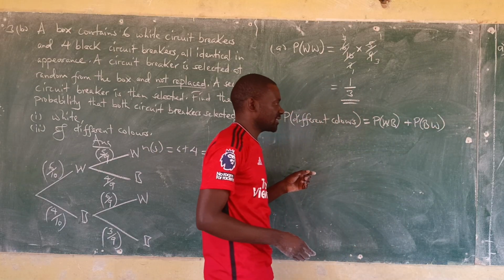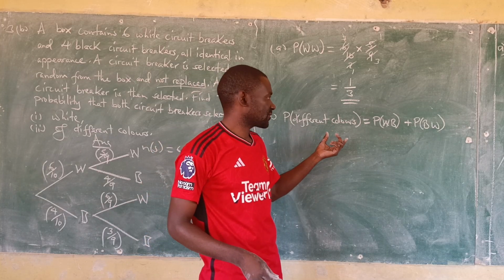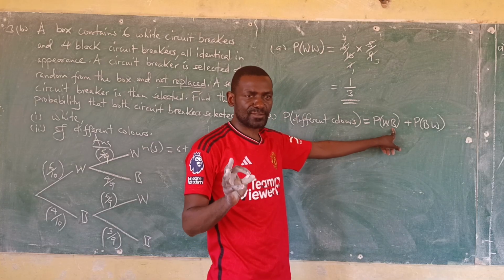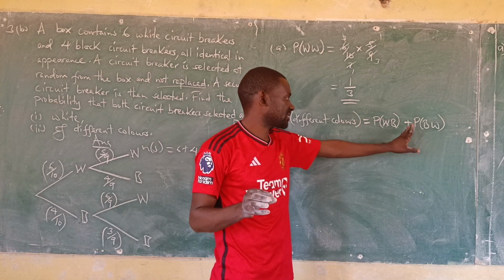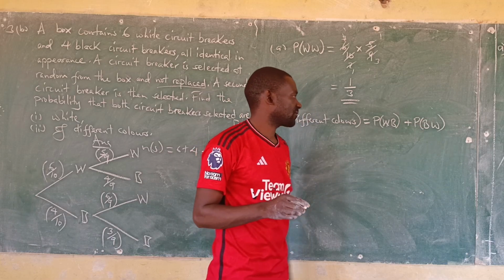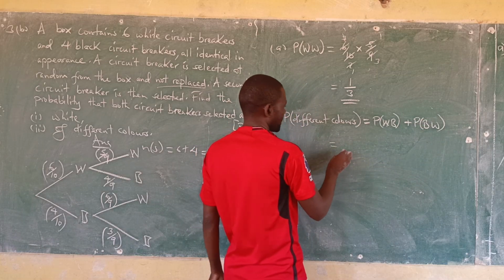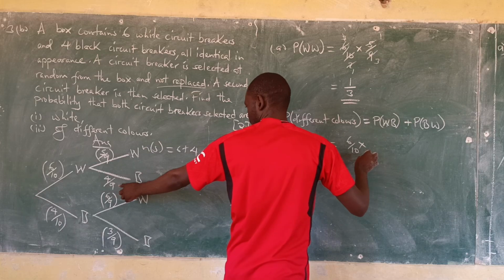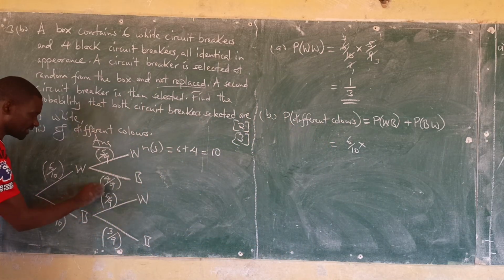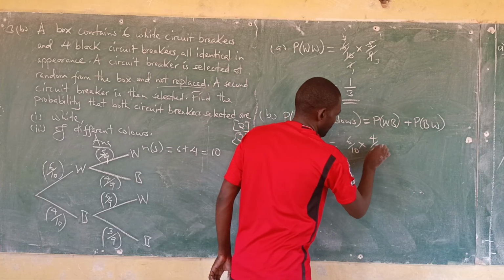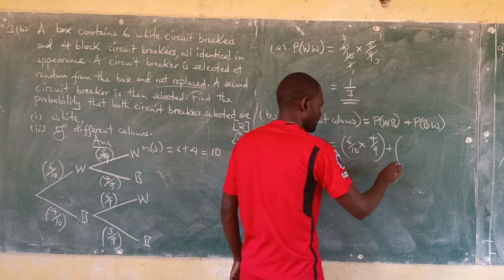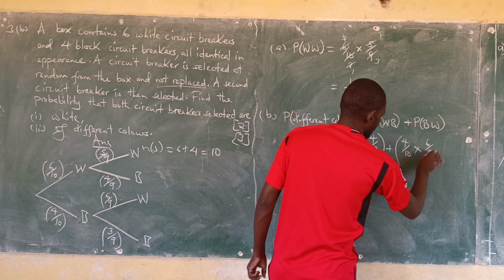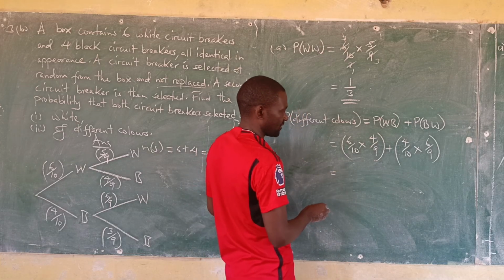Now you can see that these two are mutually exclusive. So it's either the first is white followed by black, or, and where we are using that word or, that's where the plus is coming in, the first one black, the second one white. So from there we just say the first one white is 6 over 10, and the second black is 4 over 9, plus the first one being black would be 4 over 10, and the second one being white would be 6 over 9.